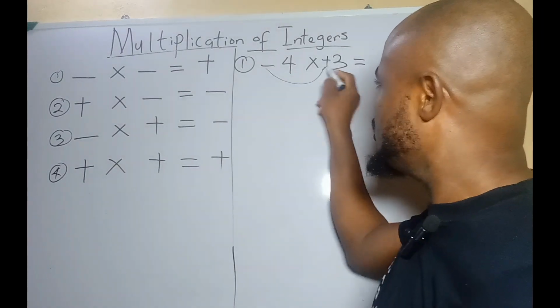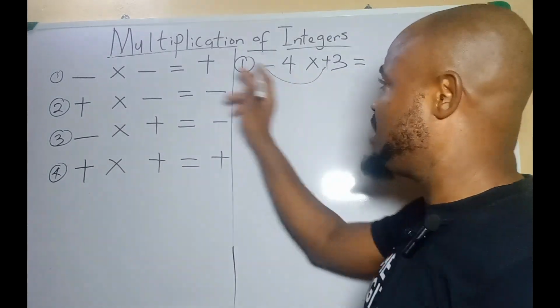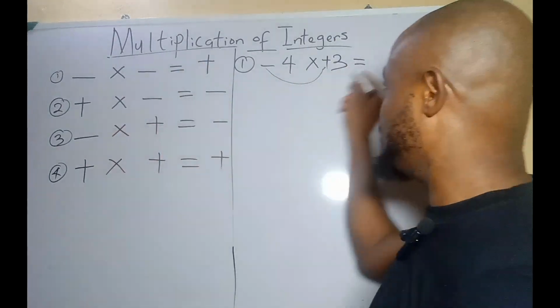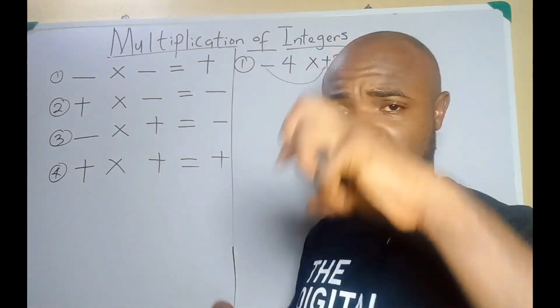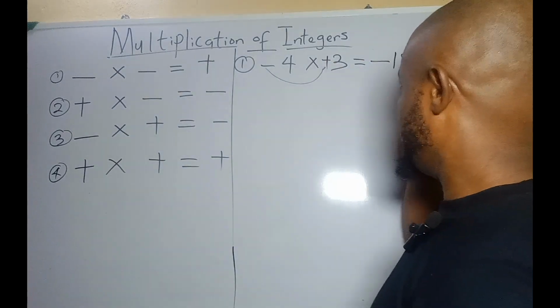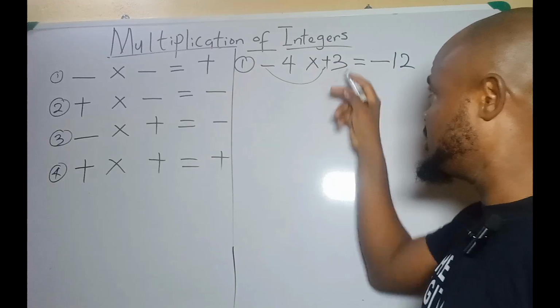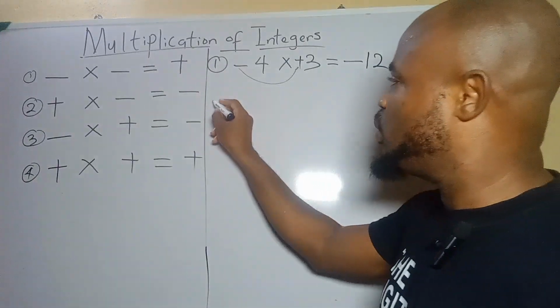Alright, so what I'm going to do is multiply the signs. You can decide to multiply the signs first. Minus times plus. From our multiplication sign rules, we have minus times plus to give us what? Minus. And we have our numbers now. So multiply the numbers only, 4 times 3, and that will give us 12. And at the end of the day, negative 4 times positive 3 will give us what? Negative 12.